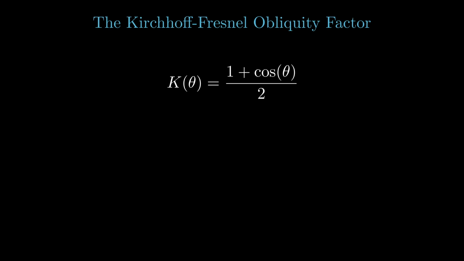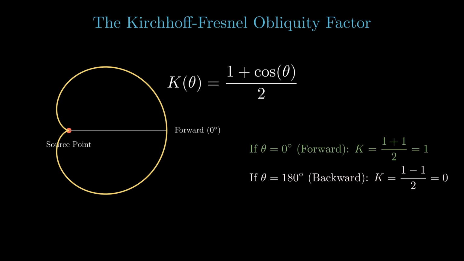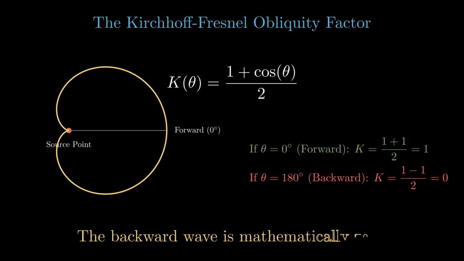This expression that you see over here describes the amplitude of the wavelet at any angle theta. At 0 degrees, cos theta becomes 1, meaning the wavelet is at its full strength, and it becomes 0 at 180 degrees as we go backwards. So, when theta is equal to 0 degrees, the wavelet is at its full strength. When it's 180 degrees, it becomes 0. The backwards wave is mathematically 0. There's another factor in it.